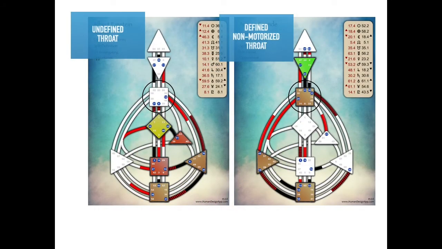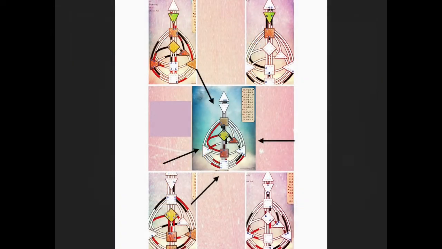Now that we know what a motorized and non-motorized throat is, let's talk about what the difference between an open throat is and also a defined throat. And just for review, let's talk about what it means when a center is open. So when we talk about an open center of any kind, we're talking about a more fluid expression of the energy of that center, because based on Human Design, the energy that is expressed in that center is dependent on the people that are around them.